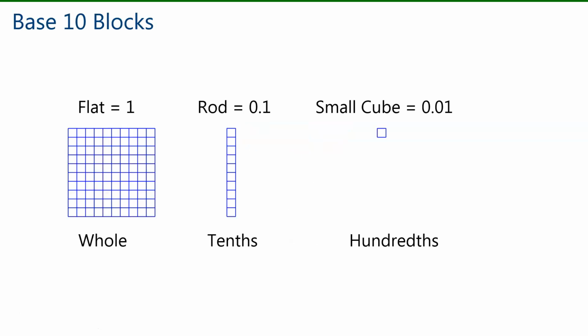In this video, we'll be using base 10 blocks to help us divide. Now we'll use the same blocks as we did when multiplying decimals. So we have a flat to help us represent a whole, a rod, which represents a tenth, and then the small cube represents a hundredth.